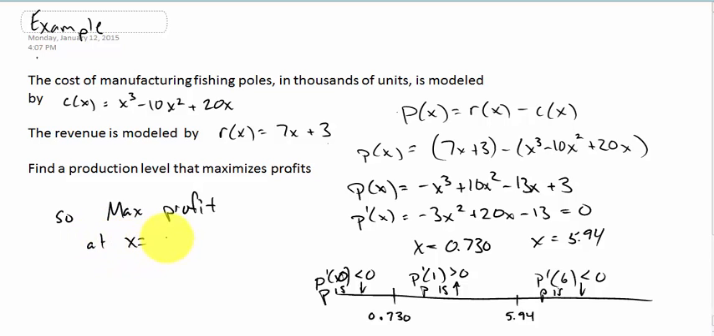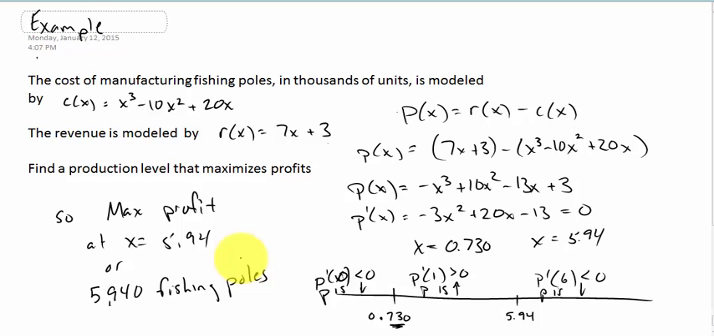at x equals 5.94. Or what does that mean in terms of this actual problem? It means that if we make 5,940 fishing poles, we'll have a maximized profit. If we made 730 fishing poles, we would have a minimum profit. And then anywhere in between, we could calculate our profit based on these models.